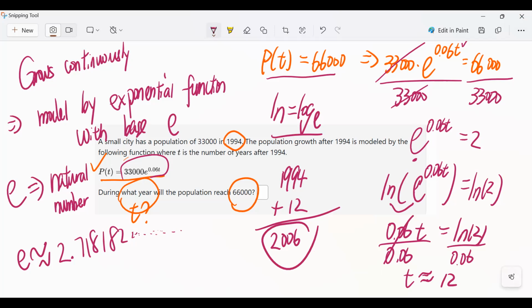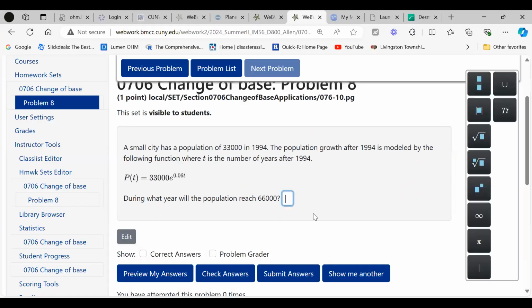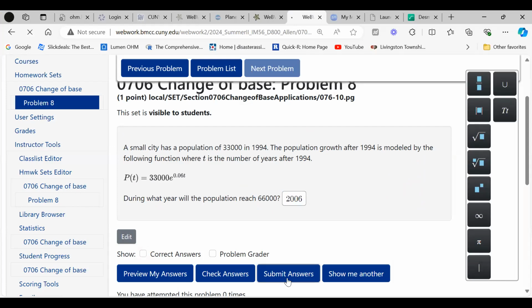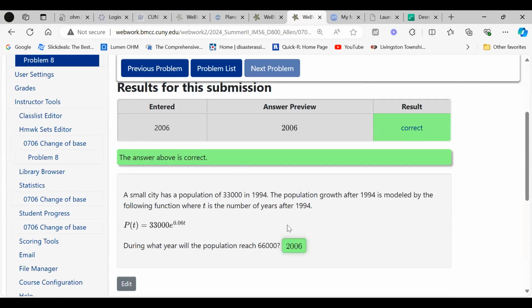That's usually the case, right? Usually it takes about 10 to 15 years to double the population for a city or a country. This is a very, very common case in the real world. And that's a pretty answer, right? Into the box here. Okay. 2006, right? That's the year this population will double, reaching 66,000. Okay. Any questions about this?